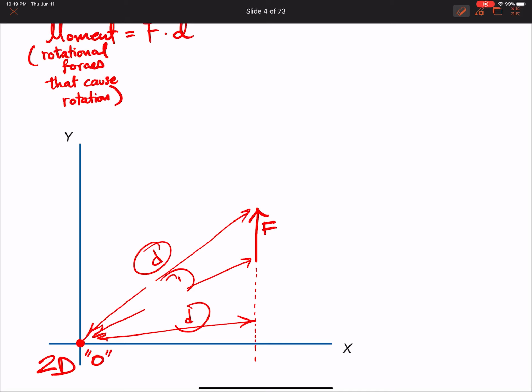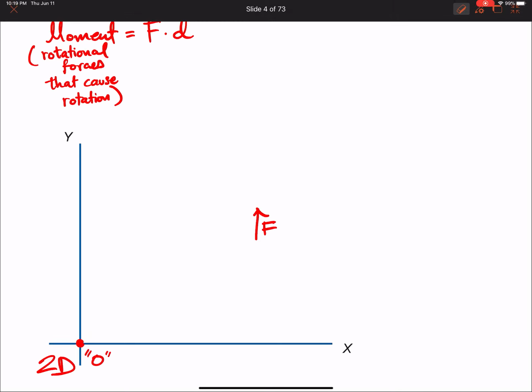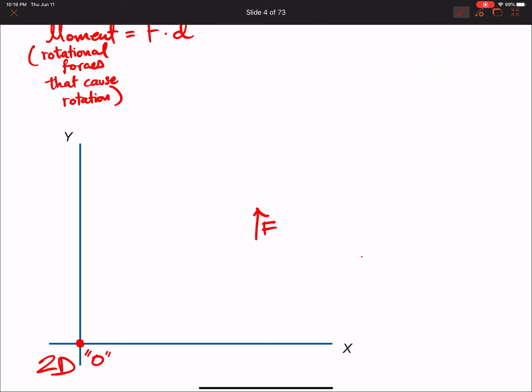So allow me to use the eraser here, and then I'll just keep my force over there, and then let's arrive at a consistent definition. Let's just make a force over here. It just so happens that yes, forces have lines of action.